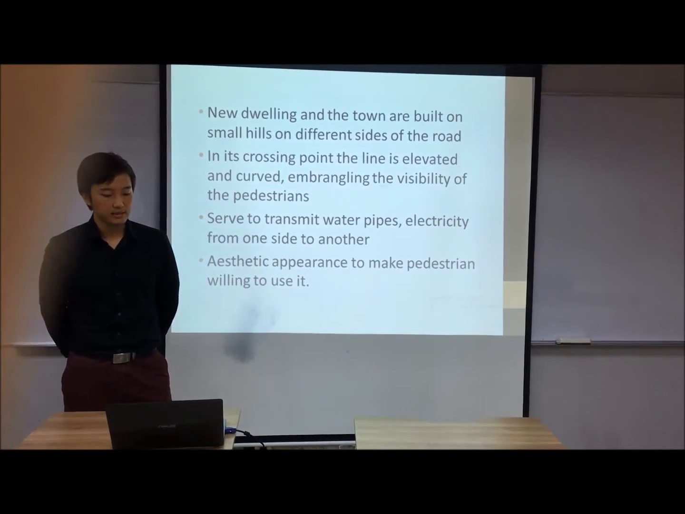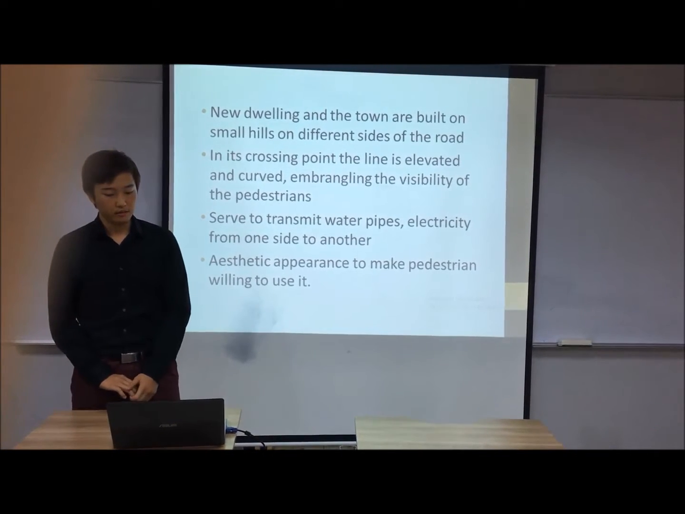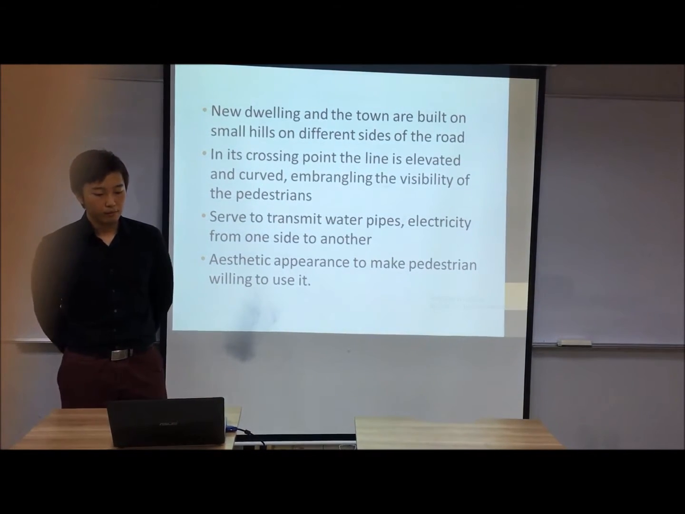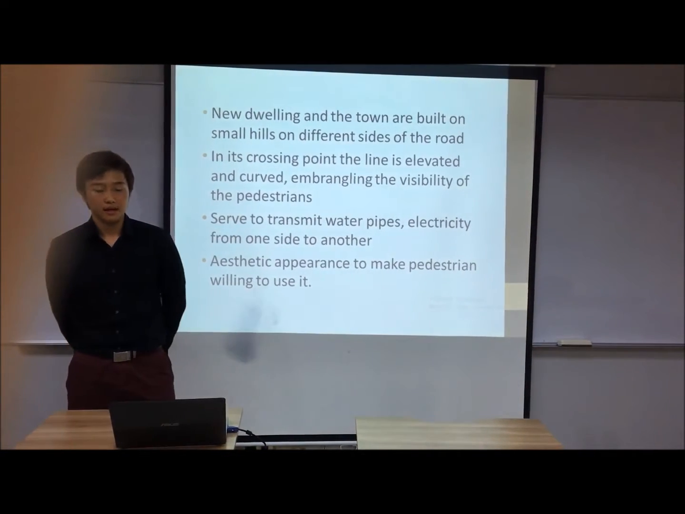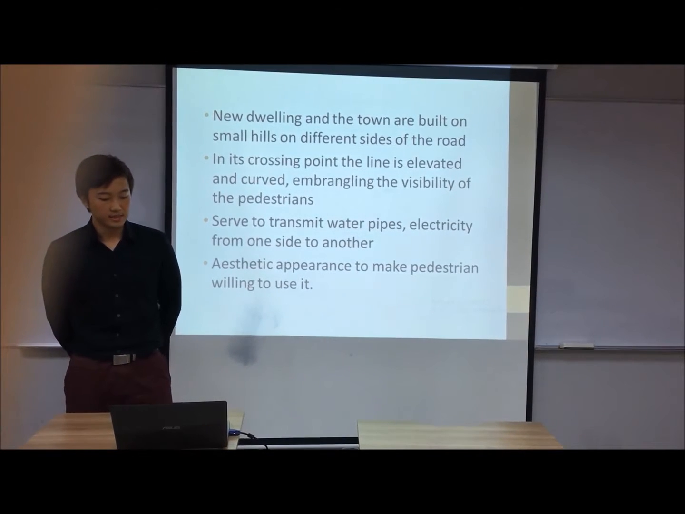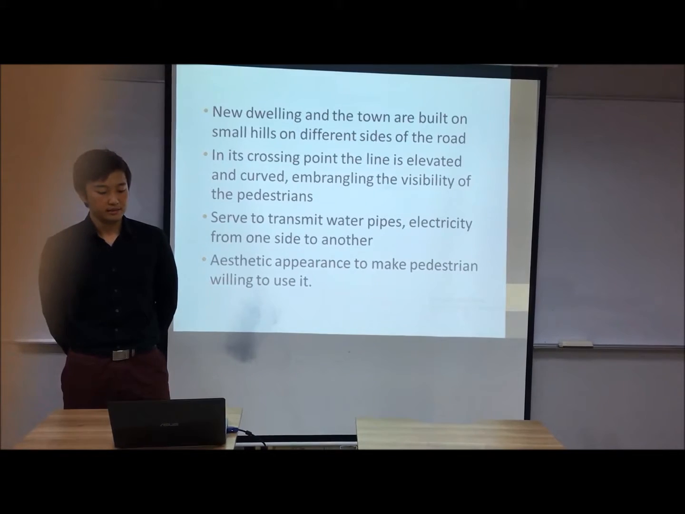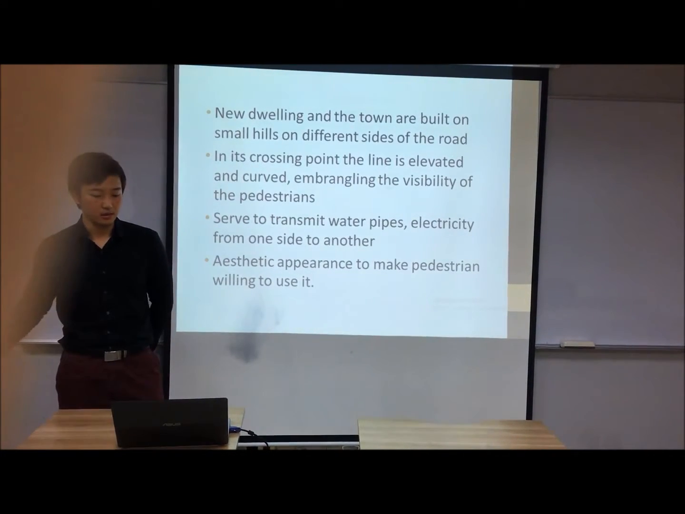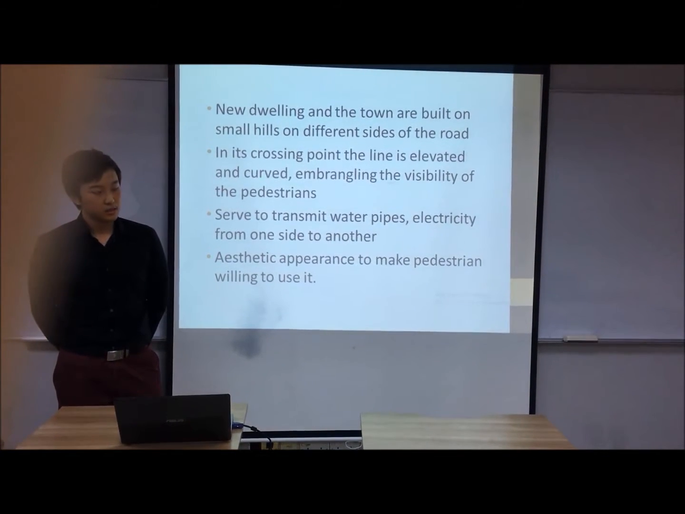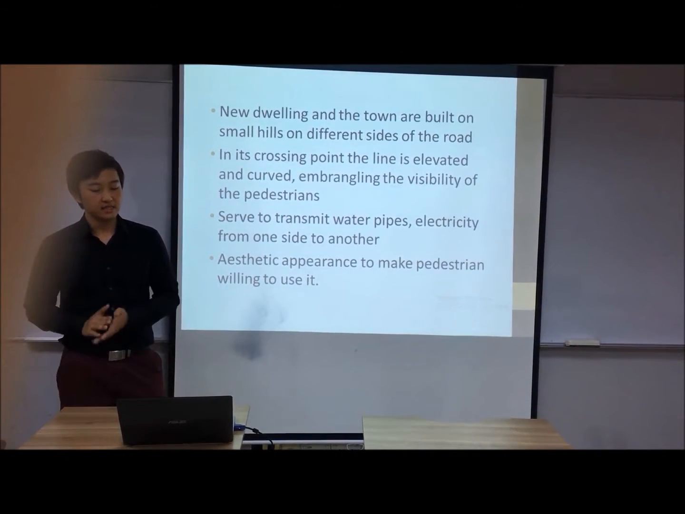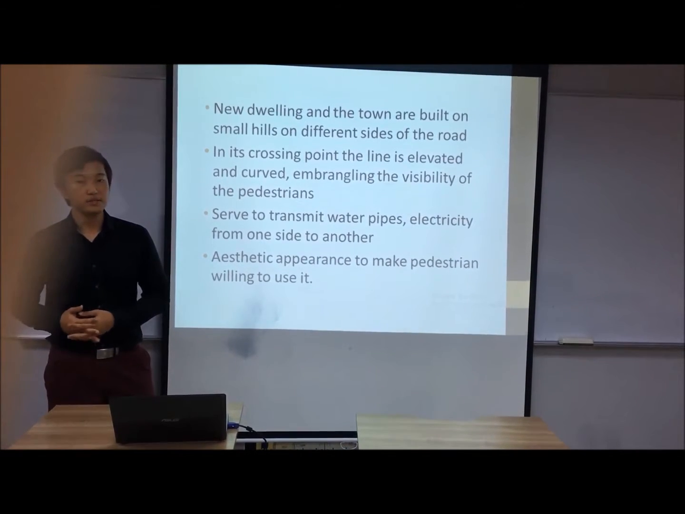In its crossing point, the line is elevated and curved, embracing the visibility of pedestrians. And furthermore, it serves to transmit water pipes and electricity from one side to another. And last but not least, it should match with aesthetic appearance to make people willing to use it.